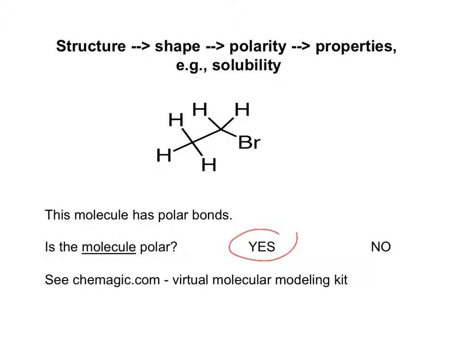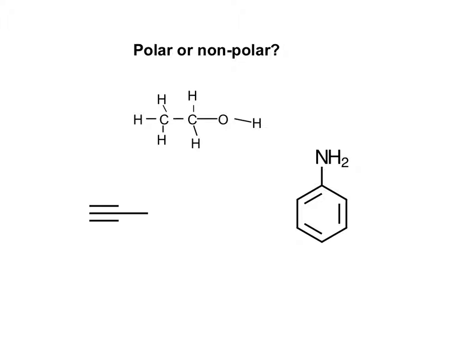This carbon is tetrahedral. The carbon-bromine bond is a polar bond. The 2 carbon-hydrogen bonds are slightly polar. The carbon-carbon bond is nonpolar. The relative polarities of those bonds and the tetrahedral shape at that carbon make this molecule polar. So again, look at structure, shape, and then determine polarity.